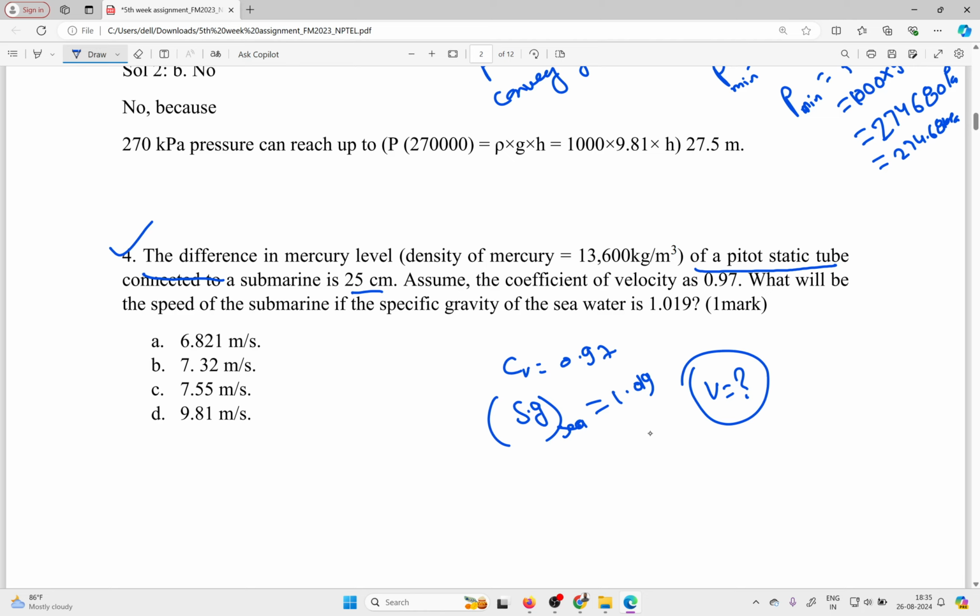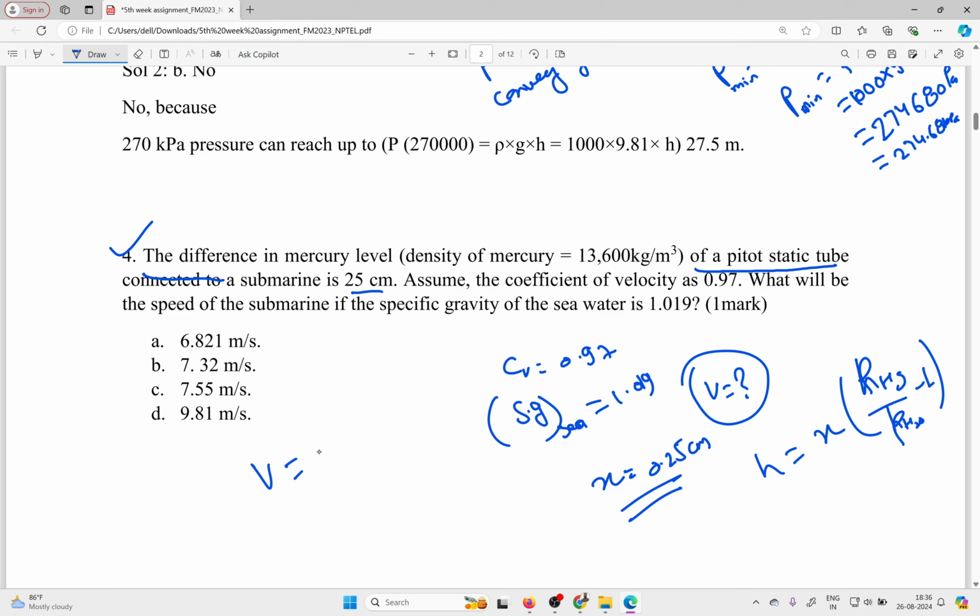Your difference is given, x is equal to 0.25 meter is given. Then how you will calculate the head? You know already, h is equal to x times rho Hg divided by rho H2O minus 1. So here you can calculate h. Now how you will calculate velocity? V is equal to Cv into root of 2gh. So just I have given a hint.